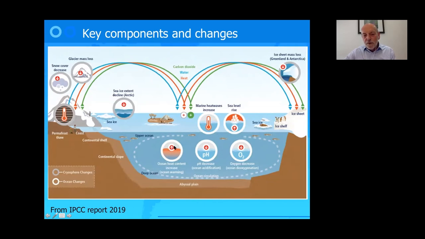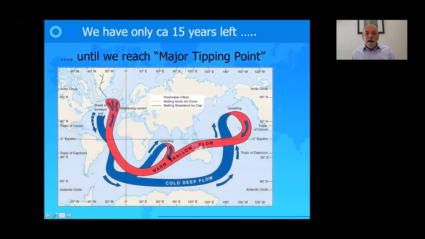And so the ocean heat content, as I showed you, is increasing. The ocean is taking up a lot of heat. With the increasing CO2 concentrations, the pH is decreasing in the ocean, and the oxygen is decreasing as well. And one important aspect is this oceanic conveyor belt, which I have shown you in the beginning of my talk, connecting all these oceanic basins: Pacific, Atlantic, and Indian Ocean.